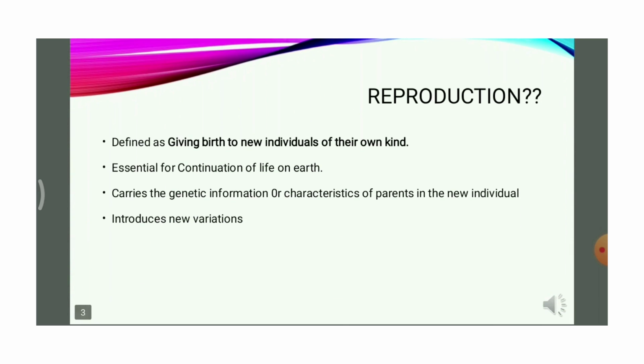Now let's study the definition of reproduction. It is defined as giving birth to new individuals of their own kind or new offsprings of their own kind. Why is reproduction so essential? We'll study that in detail now. Reproduction is essential for continuation of life on the earth. Reproduction carries genetic information or genetic characteristics of parents in the new individual or new offspring. Reproduction also introduces new variations.